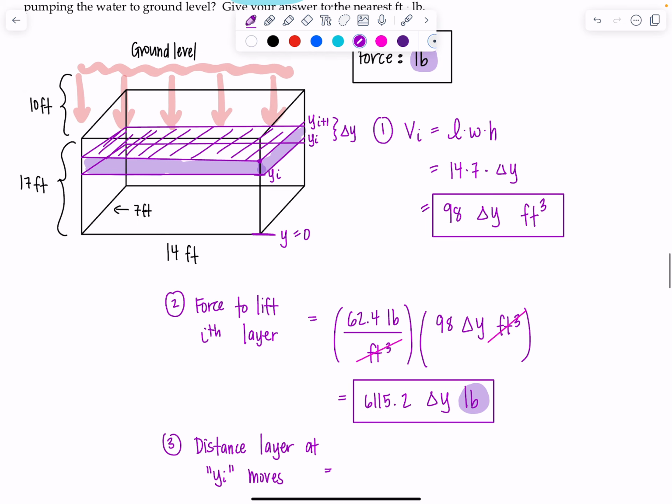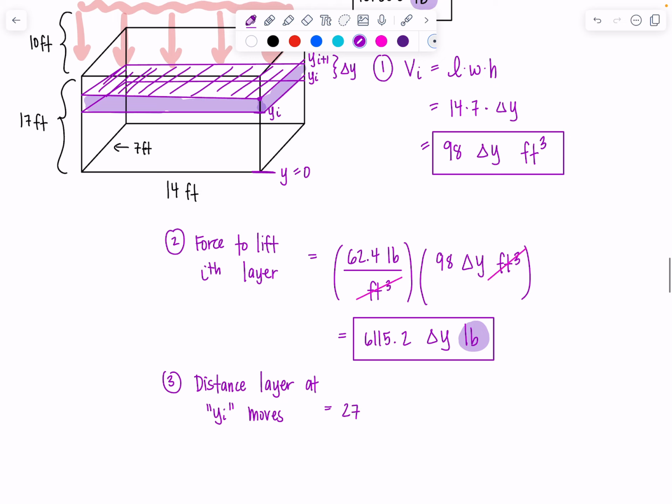So this one's a little funky because the tank is below ground. So let's think about it this way. The layer at y equals 0, how far does it have to move to get all the way out? 27 feet, right? 17 for the tank and then another 10 if you're at y equals 0. If you're at y equals 10, how far do you have to move? You'd have to go 7 and then another 10, 17. So whatever layer it's at y sub i, it's going to move 27 minus y sub i, or 27 minus y when I put it in the integral.